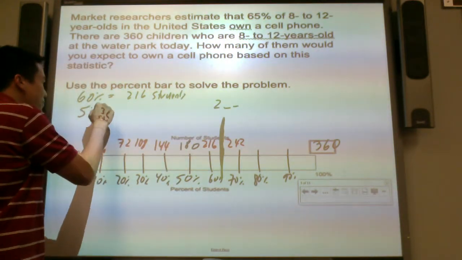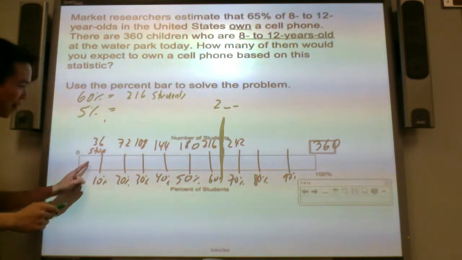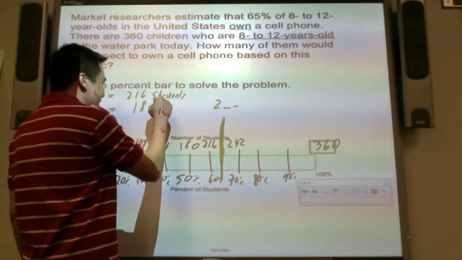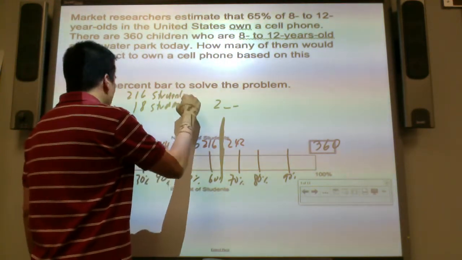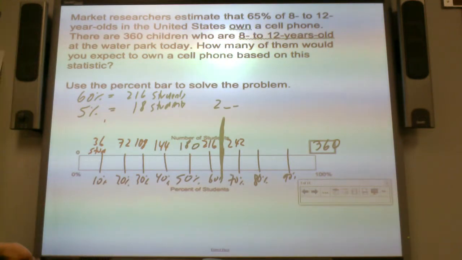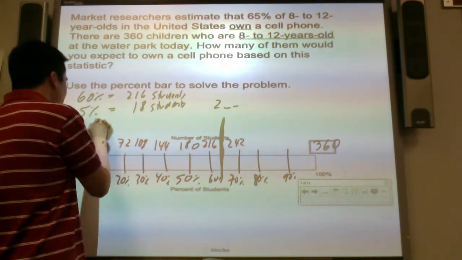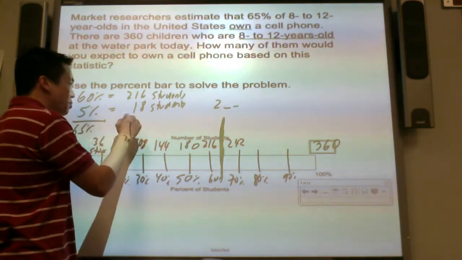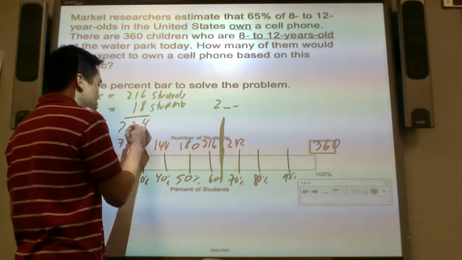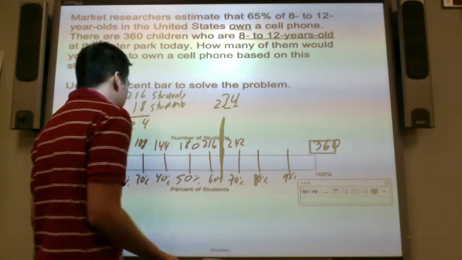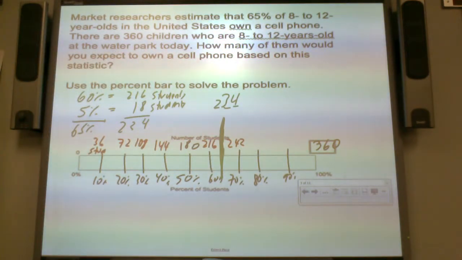I know 5% is half of 36, and that's 18 students. So 60% is 216 students, 5% is 18 students. Together, it adds up to 65%. That is 234 students is 65%. And that's how you do it with the percent bar.